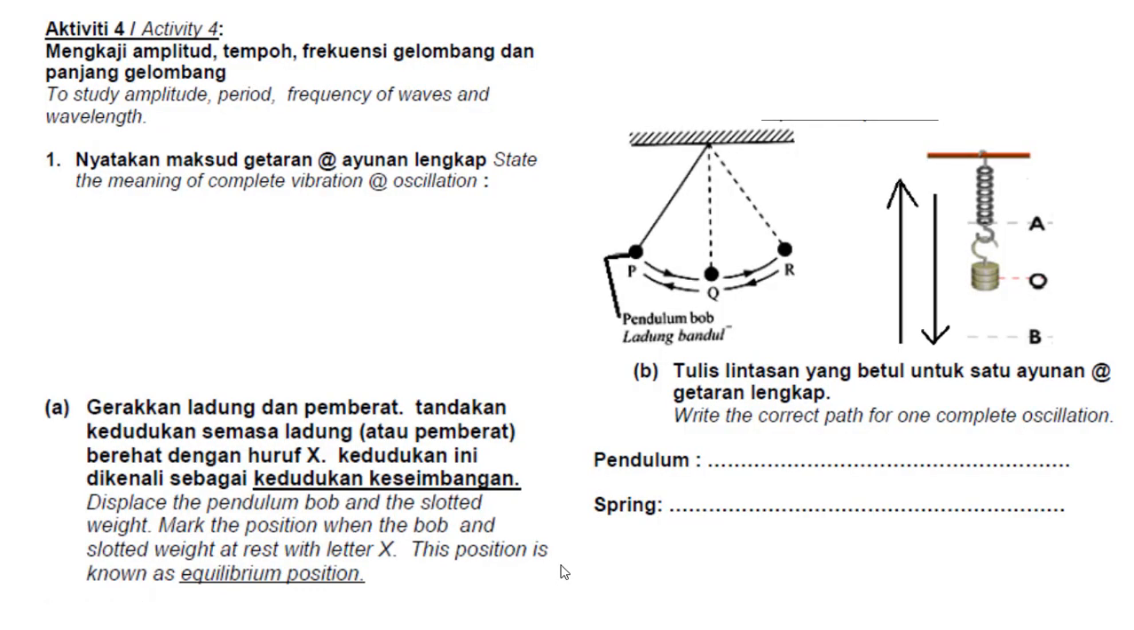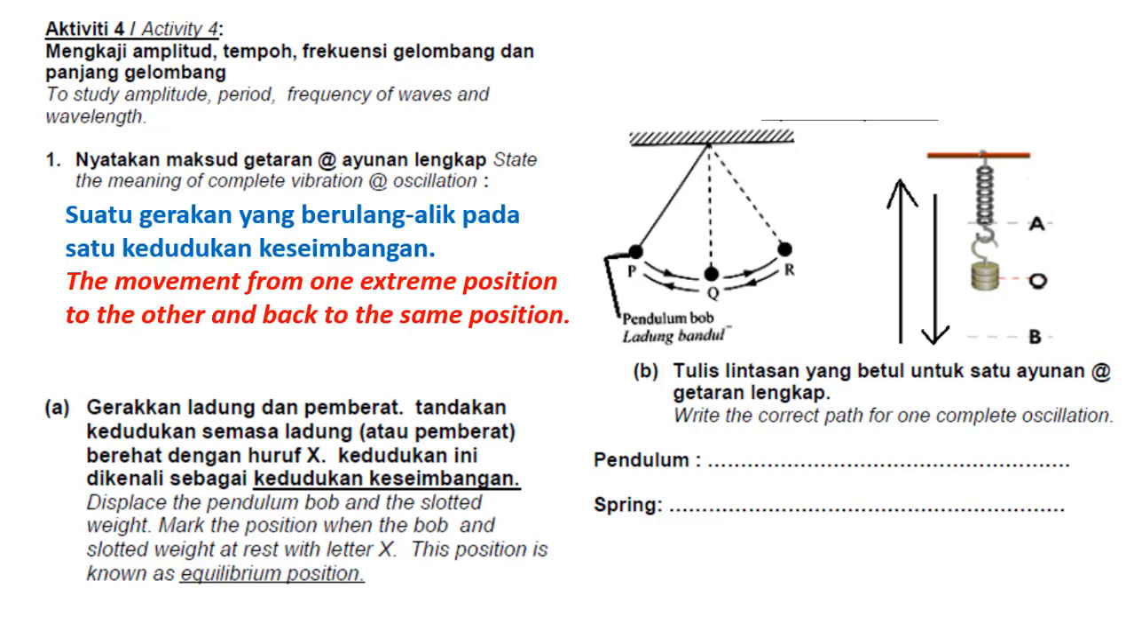Now we proceed to describe the wave. So Activity 4 is to study amplitude, period, frequency of wave and wavelength. First we look at the meaning of complete vibration or oscillation. It is the movement from one extreme position to the other and back to the same position. So the movement is to and fro.